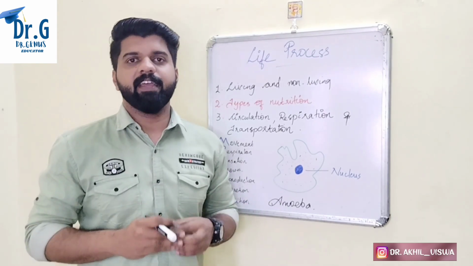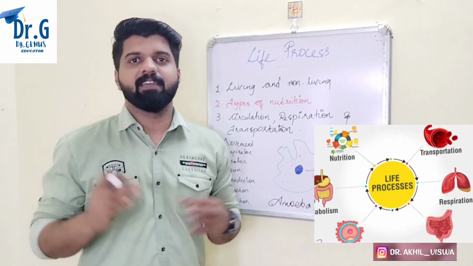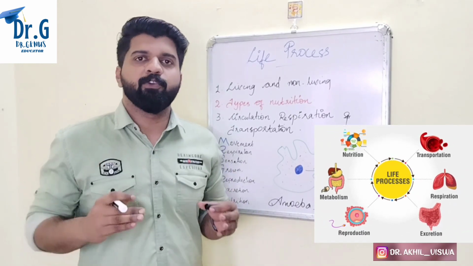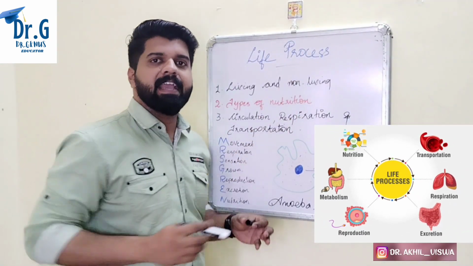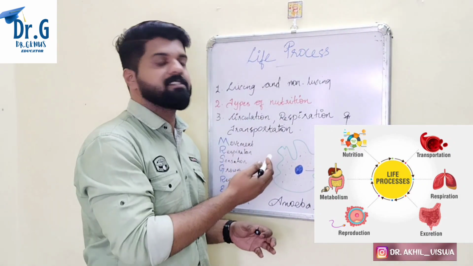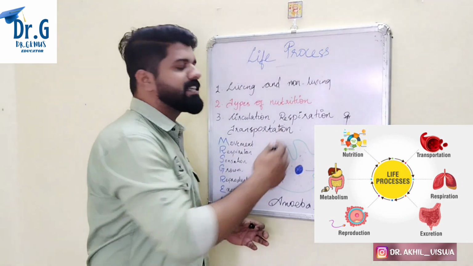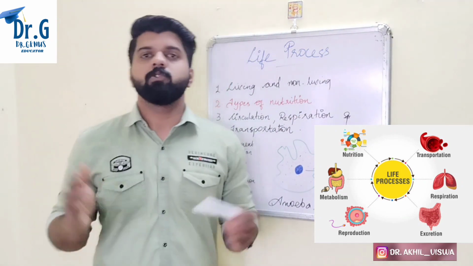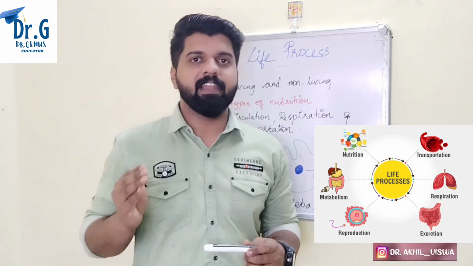Before going to that, let's give a brief introduction about this chapter. In this chapter, we are going to discuss the characters of living and non-living things, then types of nutrition, then different life processes like circulation, respiration and transportation. So now coming to the topic, what do you mean by life process?